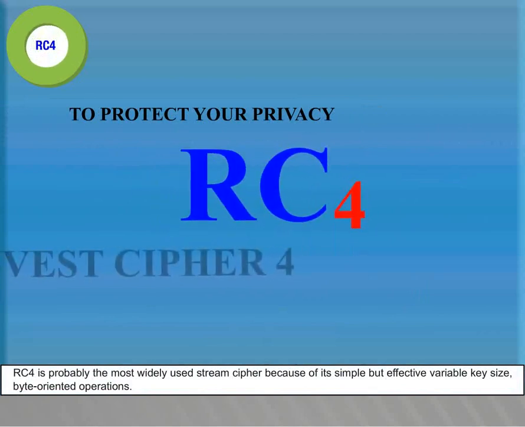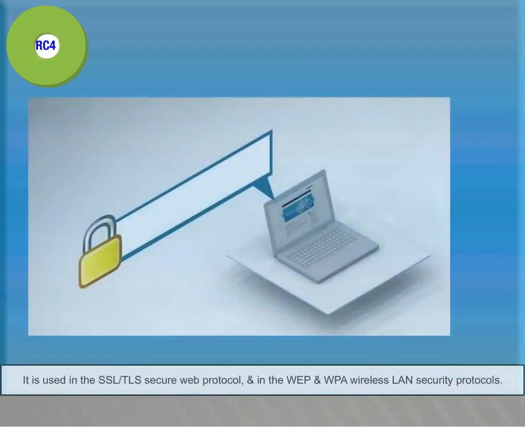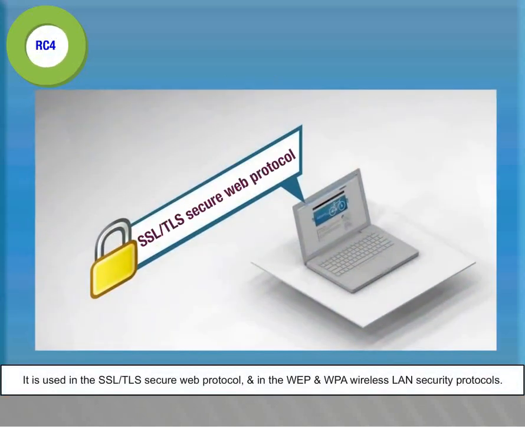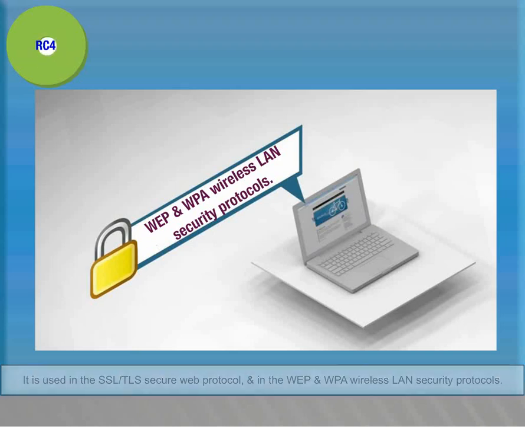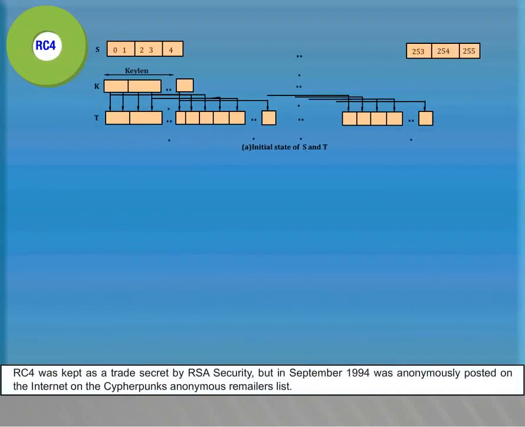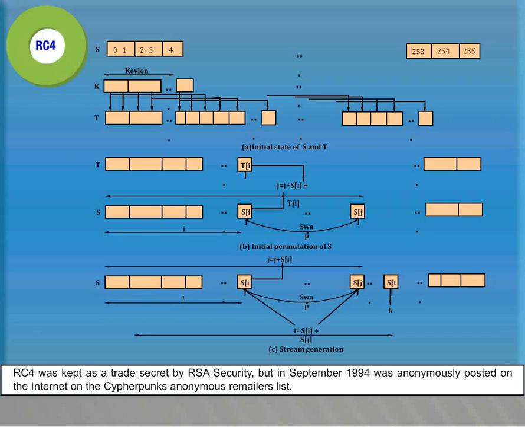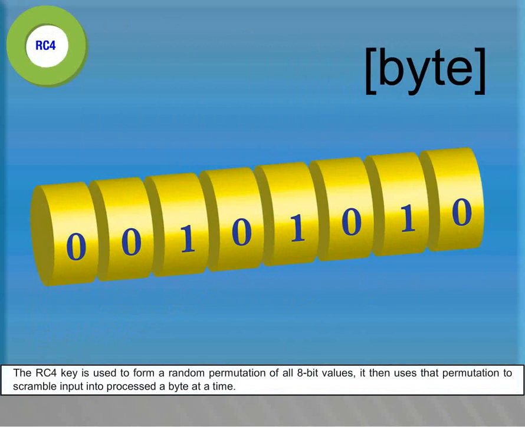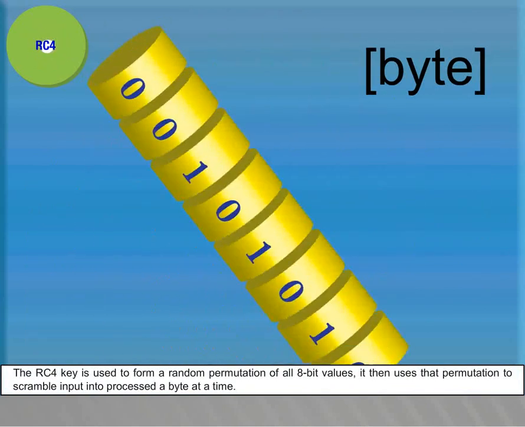RC4 is probably the most widely used stream cipher because of its simple but effective variable key size, byte-oriented operations. It is used in the SSL or TLS secure web protocol and in the WEP and WPA wireless LAN security protocols. RC4 was kept as a trade secret by RSA Security, but in September 1994 it was anonymously posted on the internet on the Cypherpunks anonymous remailers list. The RC4 key is used to form a random permutation of all 8-bit values. It then uses that permutation to scramble input information processed a byte at a time.